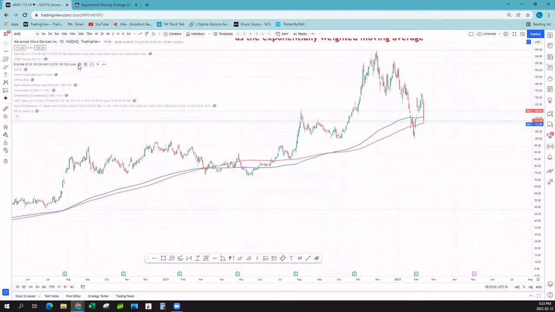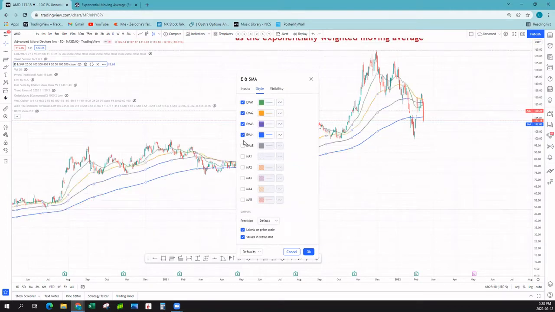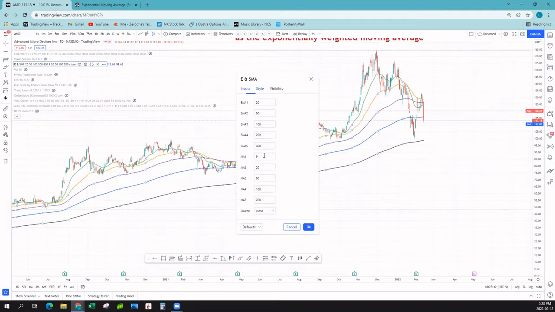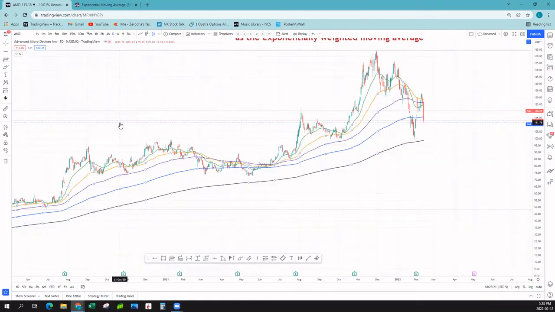I have put it over here on mine. Now I'm going to turn off the MA, and those are the EMAs. Go to the settings and you can put those in inputs: 20, 50, 100, 200, and 400. Okay, so why are these EMAs important?